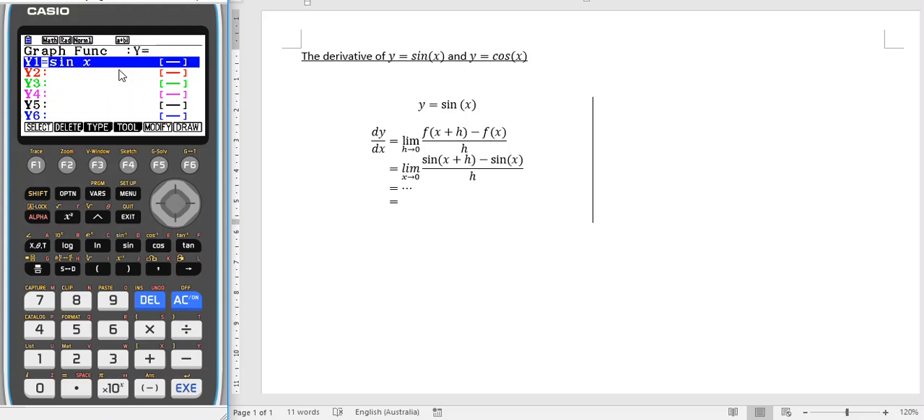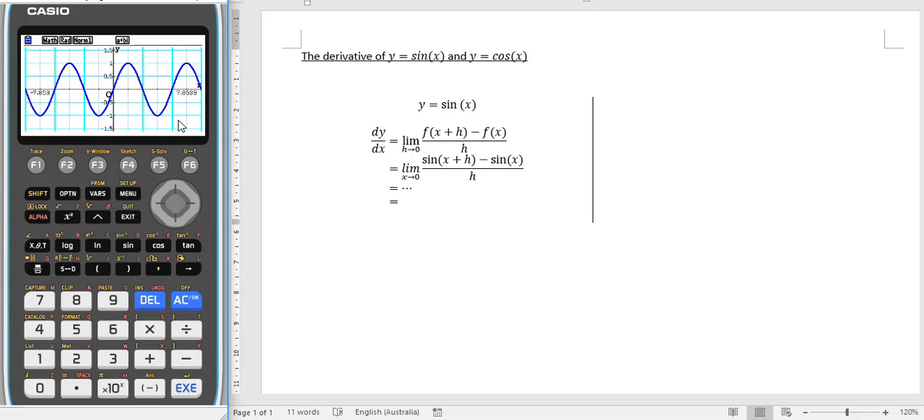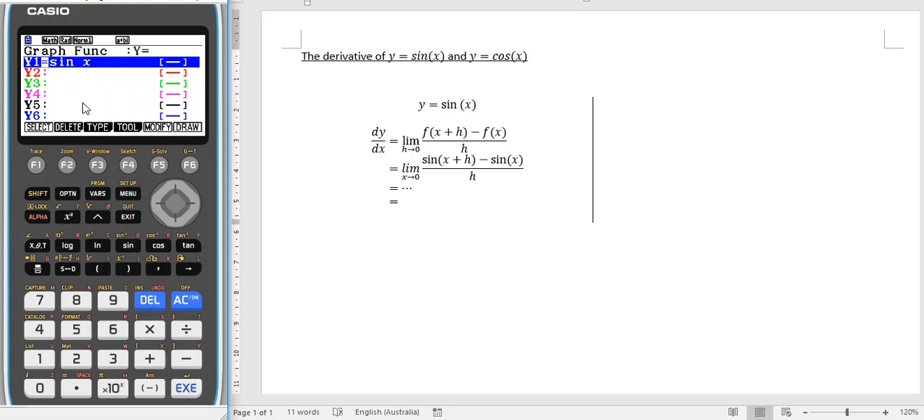I've already put in here the function y equals the sine of x. And I'll draw that. There it is, a lovely sine graph from negative 2 pi up to 2 pi. Actually a bit more than that. That's 2 pi there, so that's negative 3 pi up to 3 pi. So that's lovely. Now let's just pop back for a minute to here.